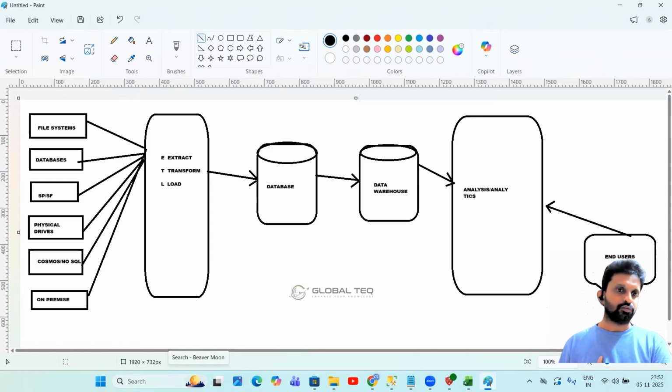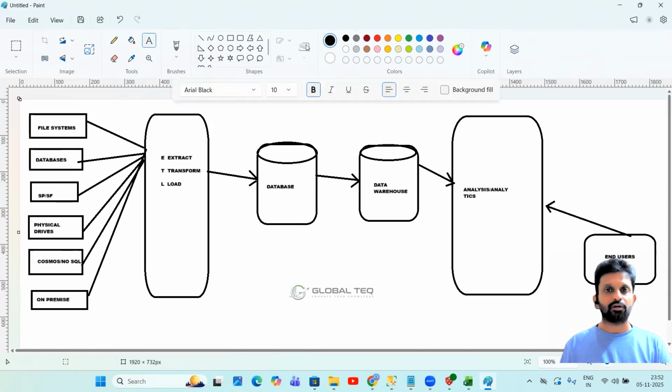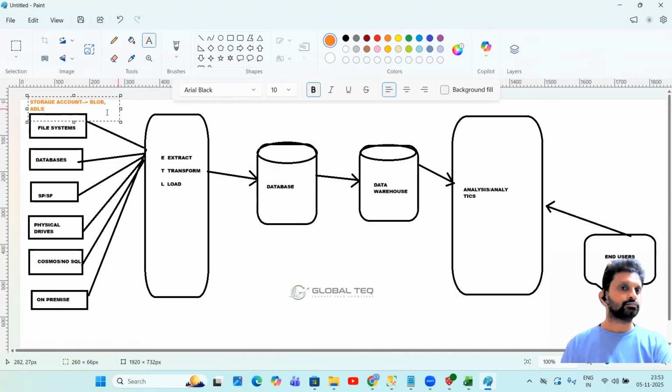So if I try to replicate this entire system with Microsoft Azure, then for storing this data, whether it is database files, file system files, or any kind of data which you're going to process, that comes under a service called storage accounts, which considers both services. One is called blob, second one is called ADLS, Azure Data Lake Storage.